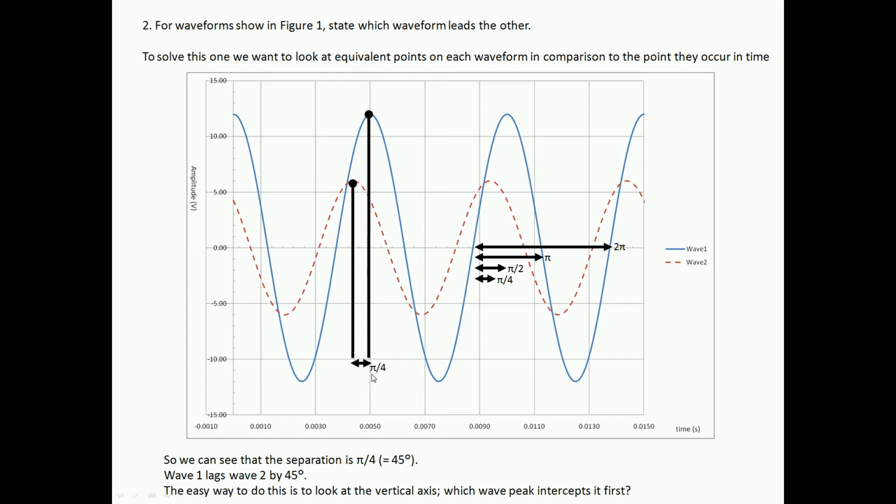These differences can be quoted in radians or in degrees, depending on the format you want to use. The way to find it in radians is to look at the difference on the horizontal axis. We know that one complete cycle of a wave takes 2 pi. That's that length, essentially.